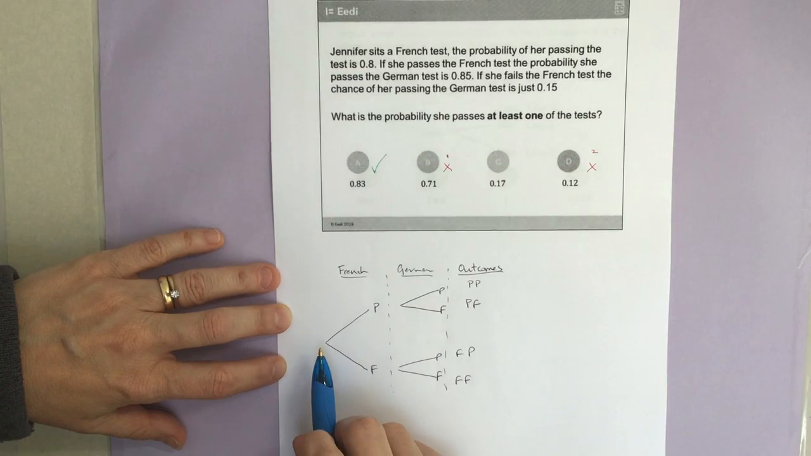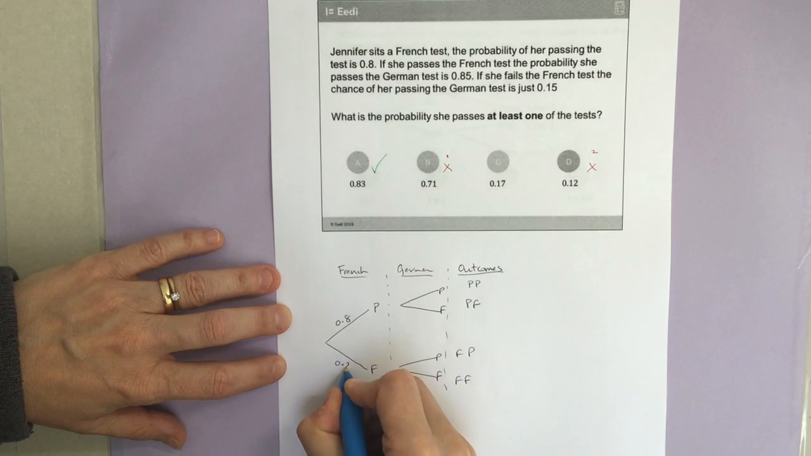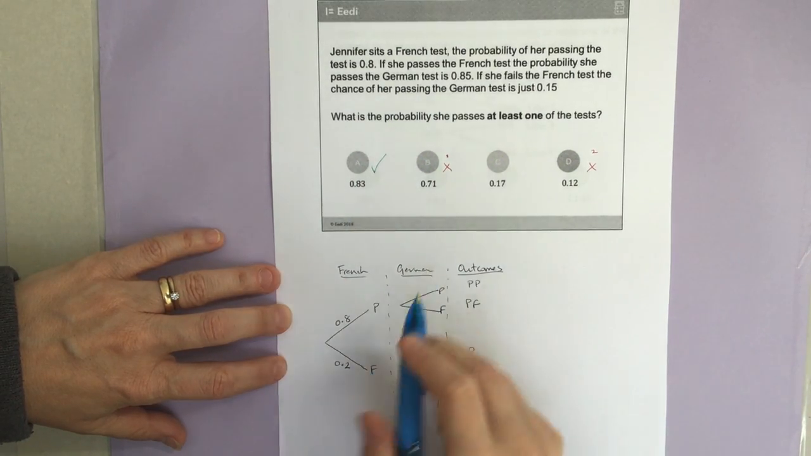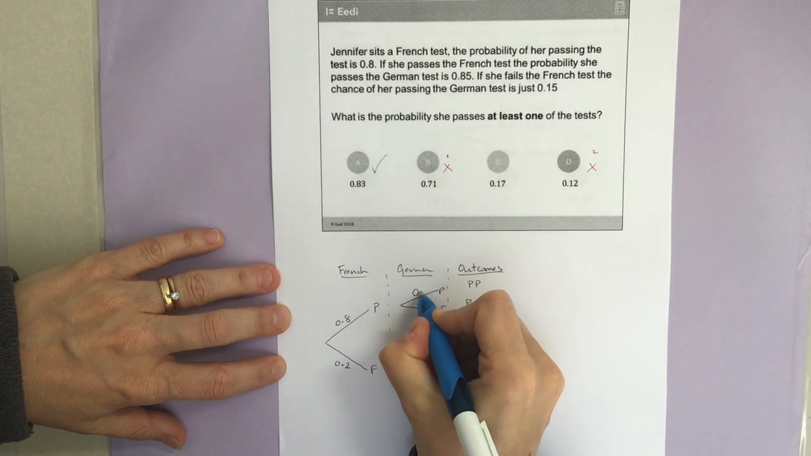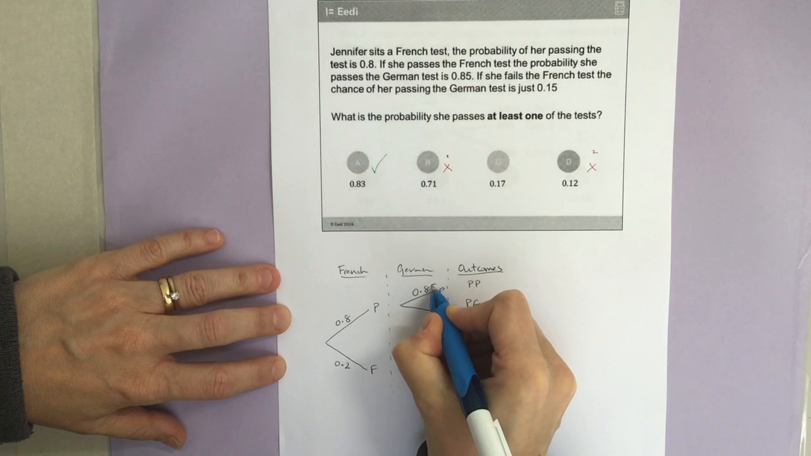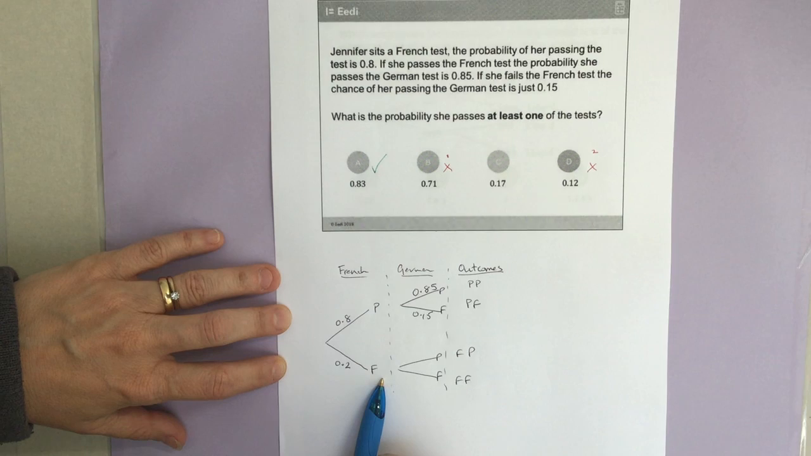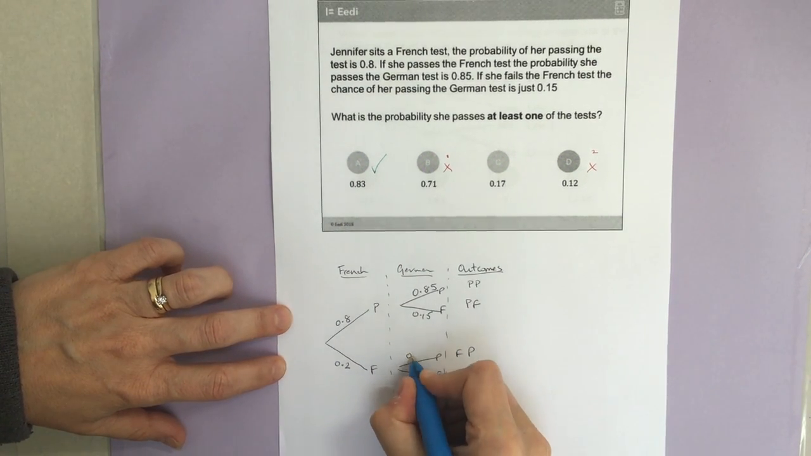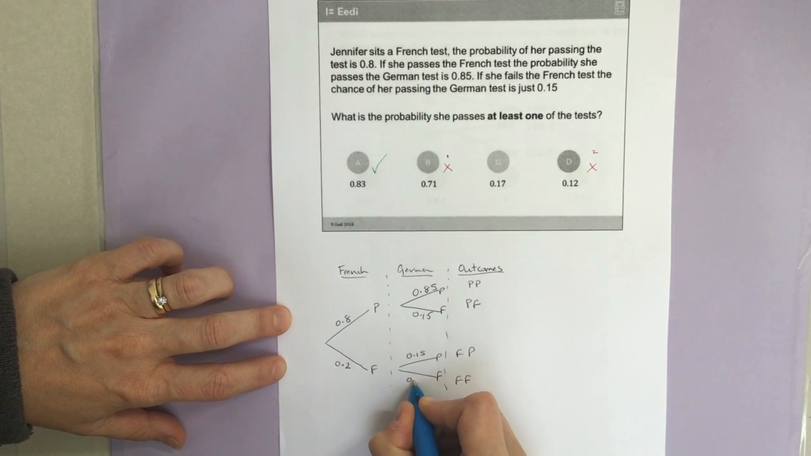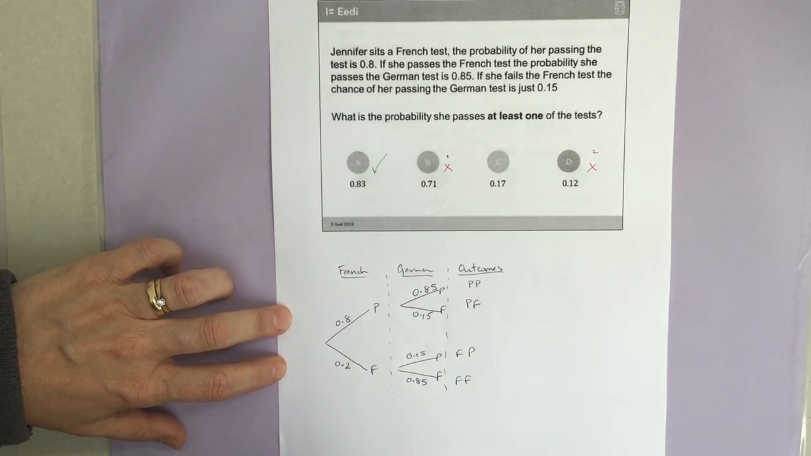Okay, let's put some probabilities on this. Probability of her passing French is 0.8, so that must be 0.2 for failing French. If she passes the French test, that's up here, then the probability she passes German is 0.85. So this one must be 0.15. And if she fails French, so down this branch, the chances of her passing German is just 0.15. So then the probability of her failing German is 0.85 there, because these pairs have all got to add up to 1. And we've got our outcomes here now.